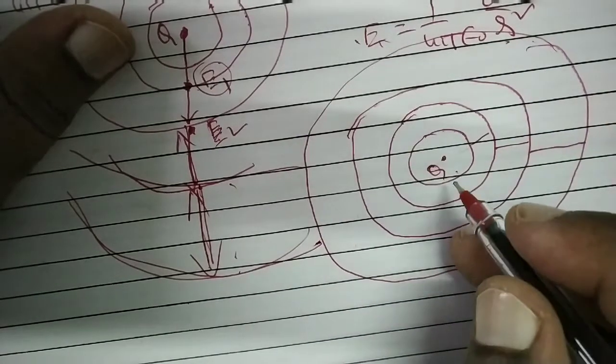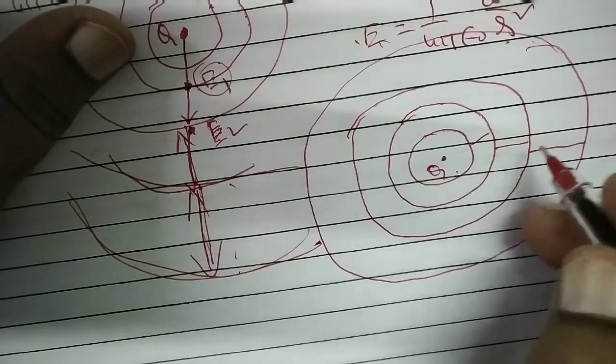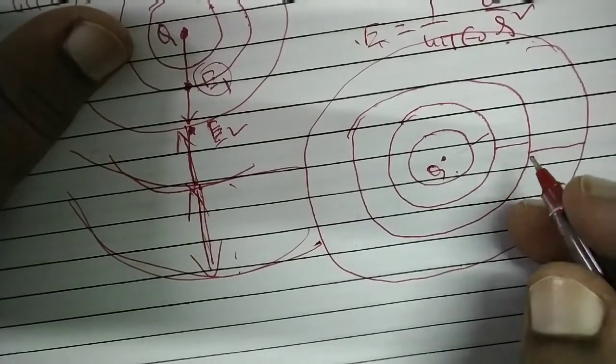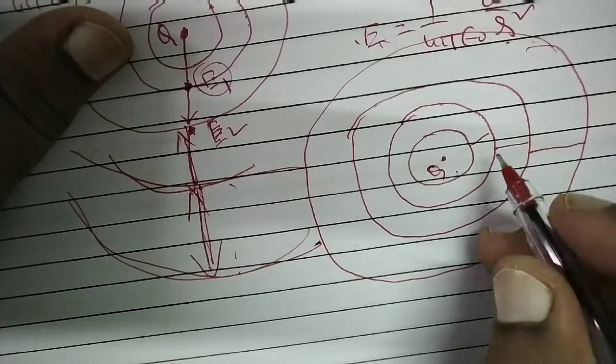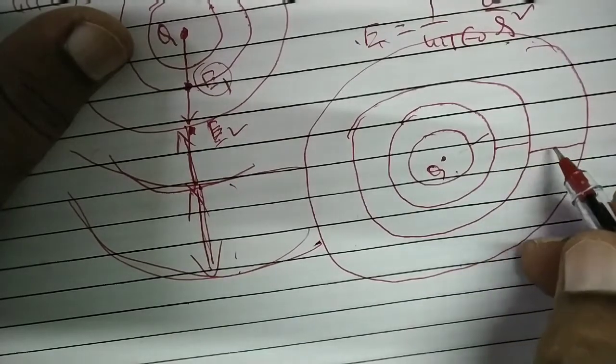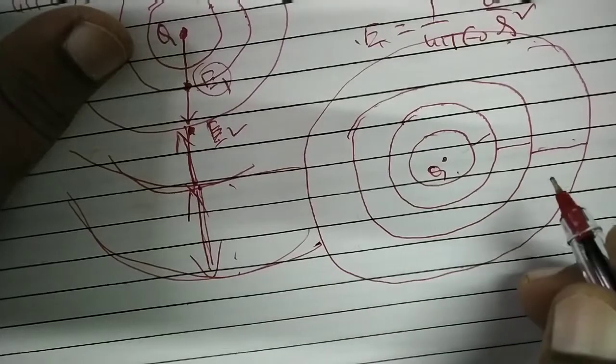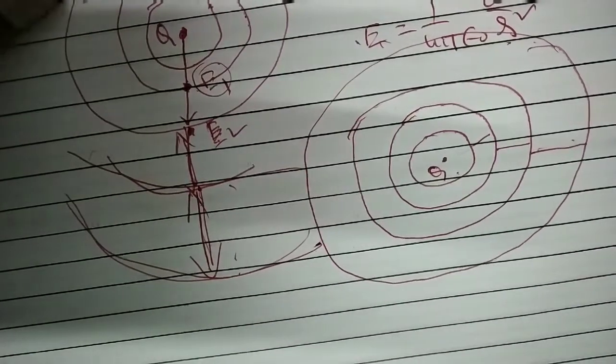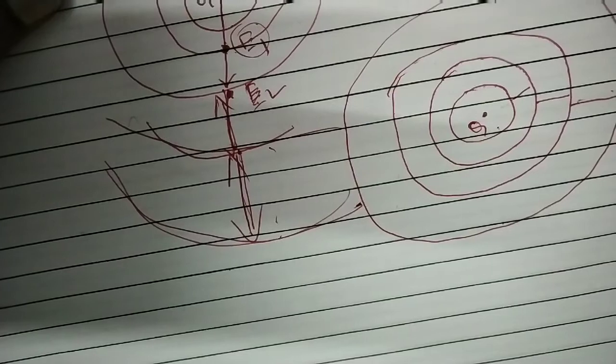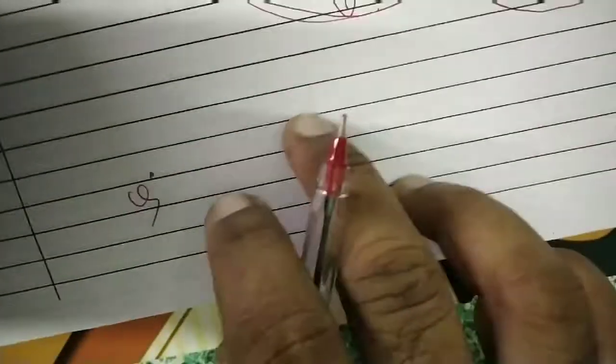So for an isolated point charge, EPS are spherical in shape, concentric spheres, but the radius of the sphere, or the separation among them, should increase with distance, because the field decreases, so the separation should increase. Next, in case of a negative charge also, the same diagram. For a negative charge also, the diagram will be the same.